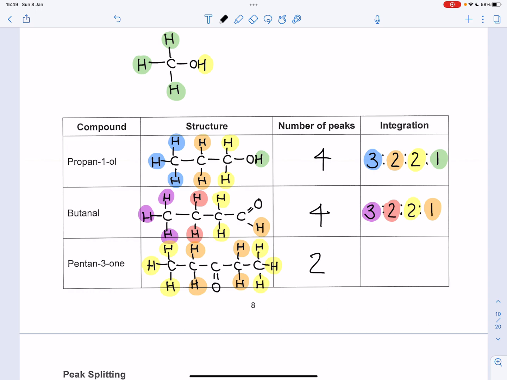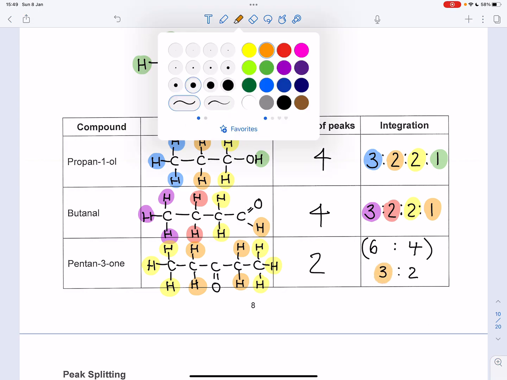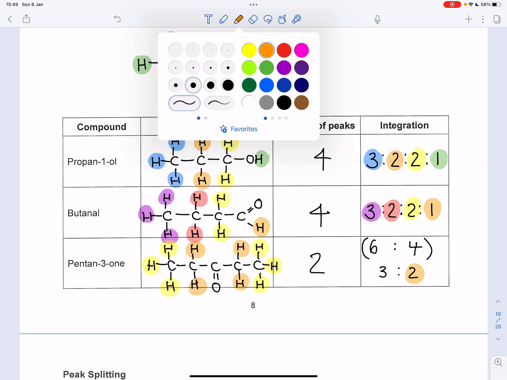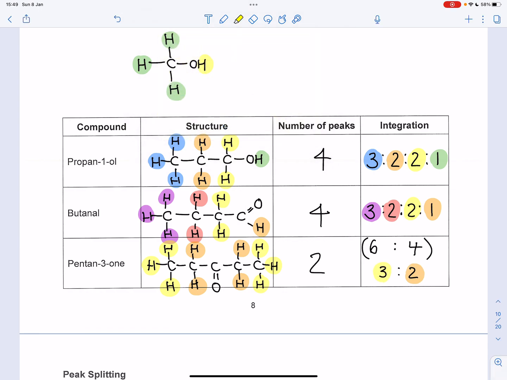And if we have a look then, how many are in each location? Well, we've actually got 6 of the yellow type and 4 of the orange type. Now, the computer wouldn't be able to do that because it does things in the simplest whole number ratio. So actually, the integration would say 3 to 2. We would have to work out that it was 6 to 4 with some other information. I'm going to look at that later on.